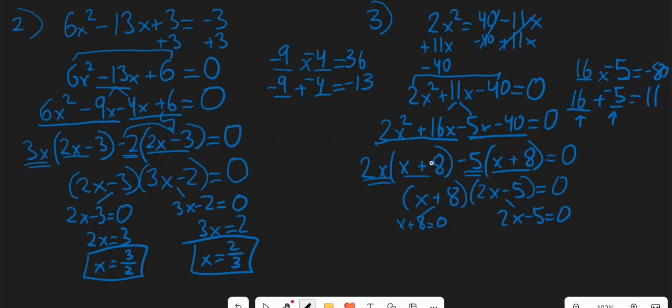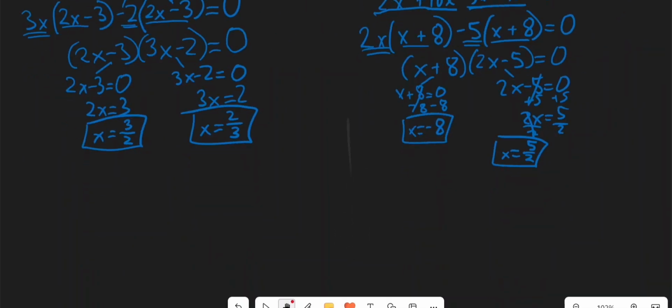And then for the first equation, if you subtract 8 on both of your sides, then that leaves you with an x value of negative 8. And in the second case, if you were to first add 5, then that gives you a 2x value of 5, and then divide by 2, which yields an x value of 5/2. All right, so these should be the two solutions for our quadratic. And let's move on to numbers 4 and 5.